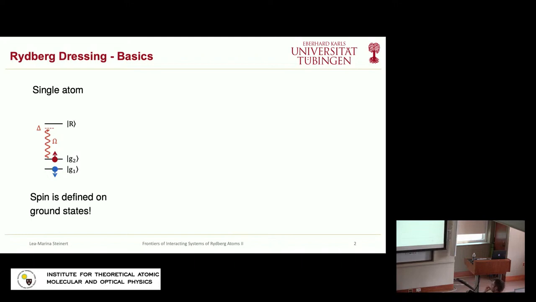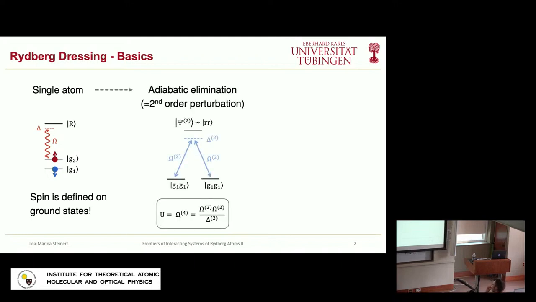Let's move to two atoms. In this case, we start with a pair of atoms in the same ground state, and by an effective two-photon Rabi coupling, we couple them to the Rydberg manifold. And now you can understand this interaction, as Monica already said, as kind of a light shift that you obtain, and in this case, four photons are involved. This is indicated by this four in the brackets here.